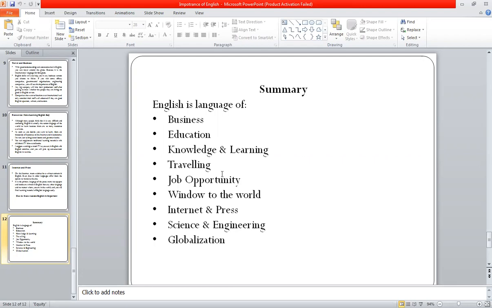And it is also the language of science and engineering. All of your subjects in engineering and science are also written in this language. So this is also one of the important points. And globalization: this language is also known as the language of globalization. So these are some of the important points of this first chapter.